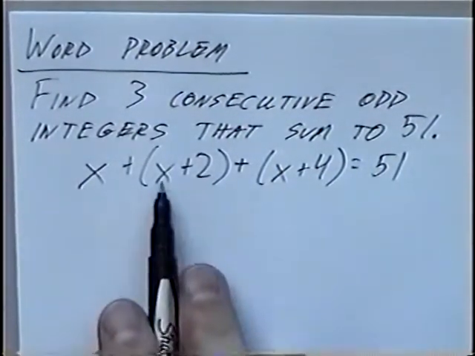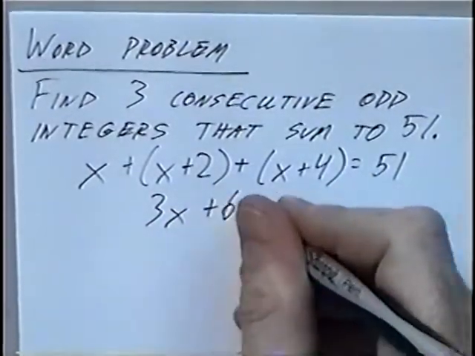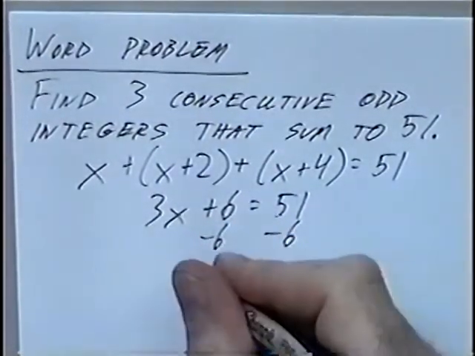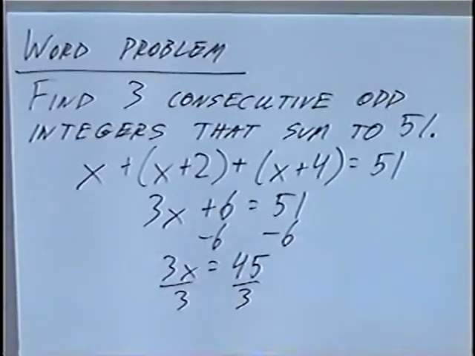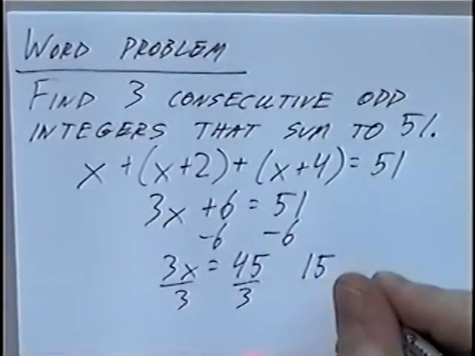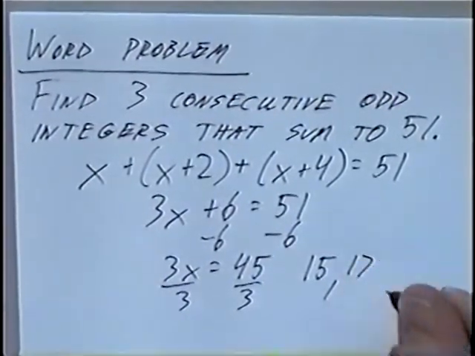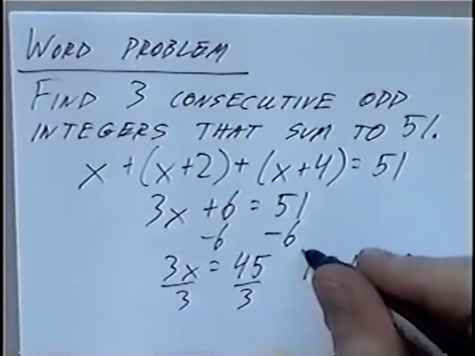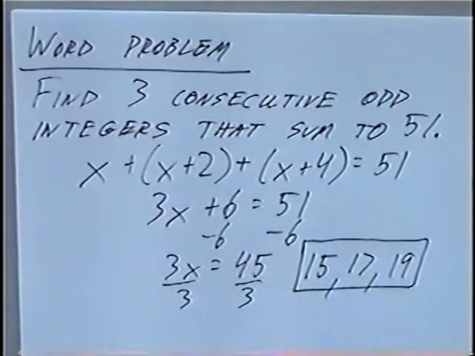Solving from here, x plus x plus x would be 3x, and 2 plus 4 would be 6, equals 51. Subtracting 6 on both sides, 3x equals 45. Dividing by 3, our first number would be 15. The next consecutive odd number after 15 would be 17, and after 17 would be 19. So the three consecutive odd integers that add to 51 are 15, 17, and 19.